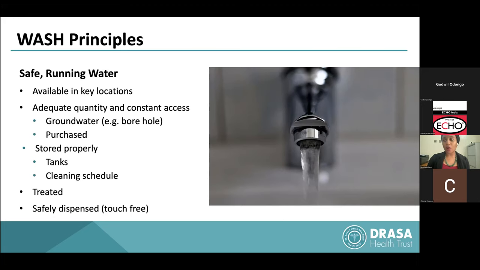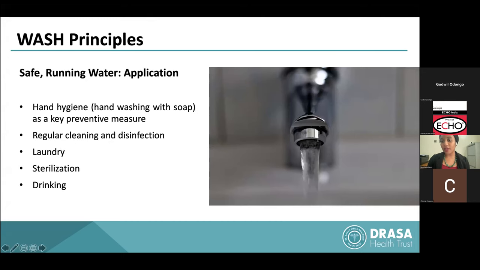If it's a health worker or a patient, who's going to use that water? Is it in a bucket where they're going to take a bowl and stick their hand inside and contaminate it? Is it in a touch-free tap? Is it in a tap that can be elbow operated? How are we getting the water out from the source for use?